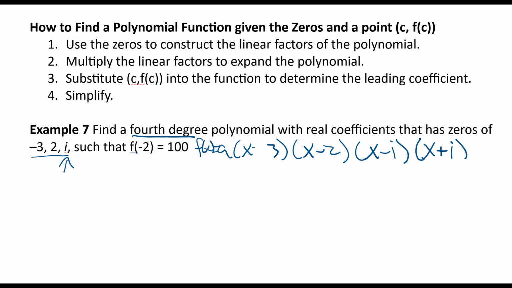And I didn't state the other part. Sorry, I want to make sure it's clear that that's a minus and negative. And they tell us that f of negative 2 is 100. So we can use that, once we have our polynomial, to find out what the leading coefficient is going to be. Okay, so I'm going to rewrite this a little bit as f of x is a times x minus negative 3, which is x plus 3, times x minus 2. And then this x minus i times x plus i, that's a complex conjugate. So I'm going to multiply those out.